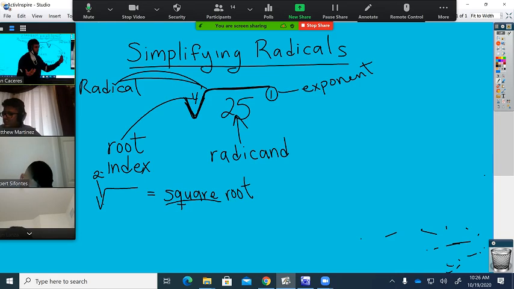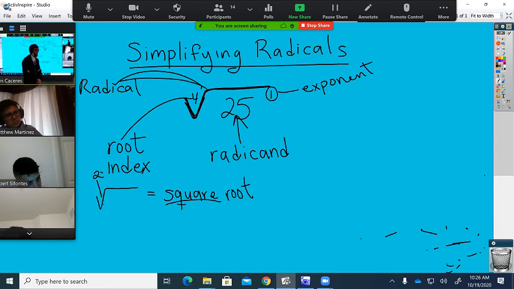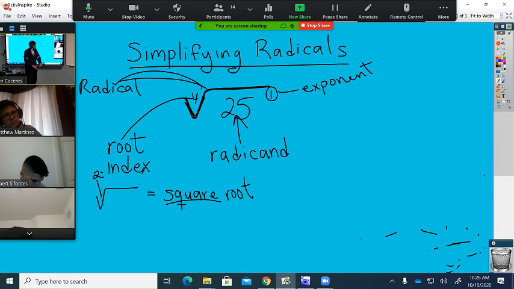So, little food for thought here, the index will never be smaller than 2. The index has to be 2 or more. So if you don't see anything in there, it's a 2. If you see a number, it's that number you're looking at.